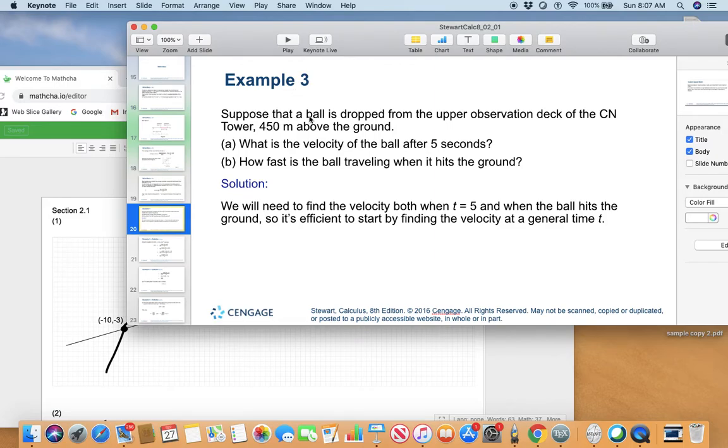Example, suppose that a ball is dropped from the upper observation deck of the CN Tower, 450 meters above the ground. What is the velocity of the ball after 5 seconds? How fast is the ball traveling when it hits the ground? Okay, so that's a standard question from physics. Well, we need to find the velocity when t equals 5 and when the ball hits the ground. So it is efficient to start by finding the velocity at a general time t.